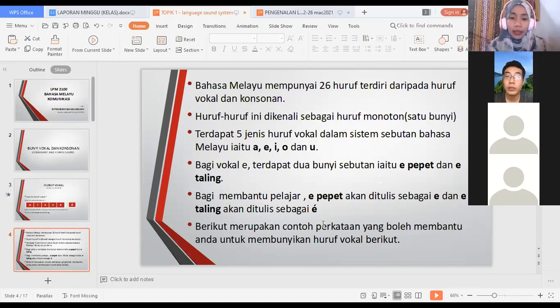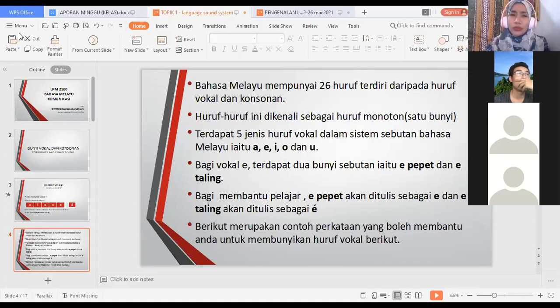In another class, some students asked me, teacher, I tried to look in Malay books, and I didn't find E taling. From the first page until the end of the book, I only found E pepet. Actually, only in this PPT do I put marks on E taling, to help you understand this is E taling. If you read a book, you won't find the mark at the top of the E.